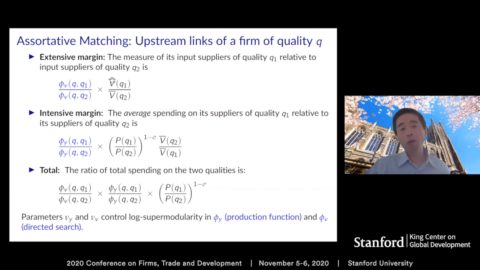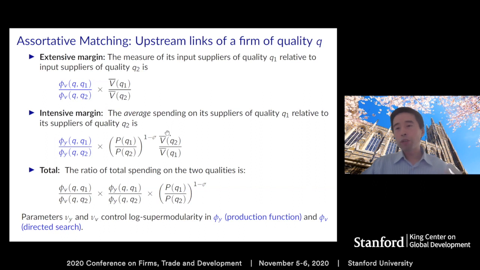these suppliers are sending out, which is summarized by this big V, and also on the Φ_V, which is how many of these ads land in this specific segment Q. These two objects give us the relative extensive margin. The relative intensive margin depends on the price indices, as well as the Φ function which we introduced into the production structure. When you group them together, this gives you the quality-specific input-output structure, coming from the Φ_E ratio, the Φ_Y ratio, and the overall price index in this economy.